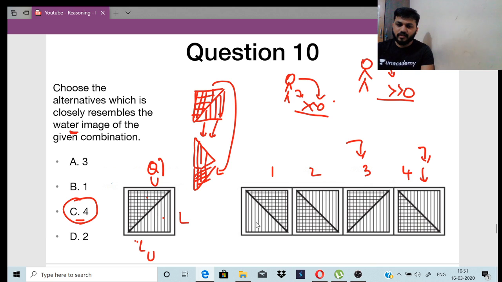Huh? ये तो mirror image हो जाएगा. This is mirror image. So what is the difference between mirror and water image? So this is water image, right? Mirror image तो ये है. This is mirror image, right? Twins, right? So this is mirror image. This is water image. ठीक है? ये mirror image है. ये water image है, right?